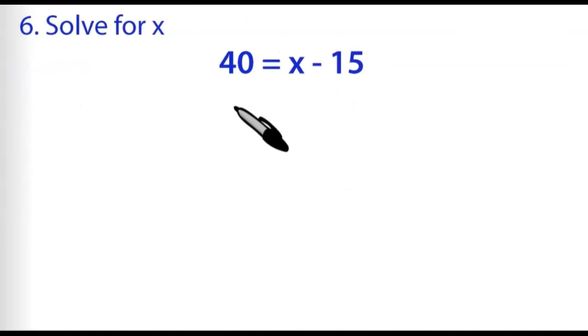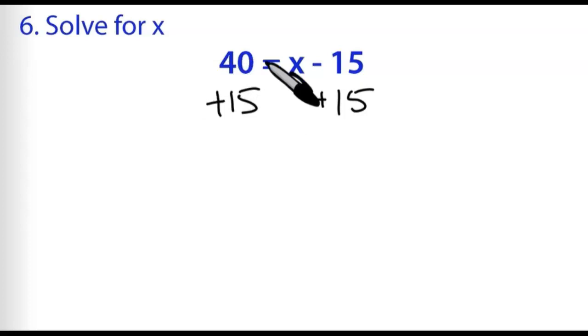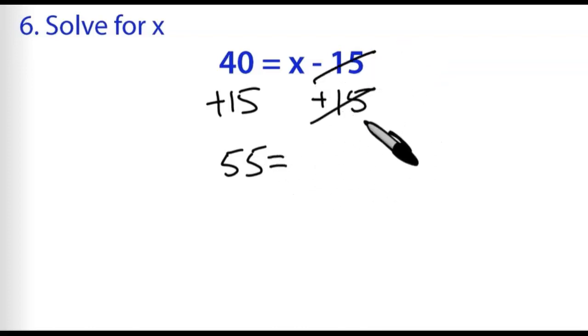For problem 6, we have 40 equals x minus 15. So to get x all by itself, we need to get rid of that minus 15, and we undo subtraction with addition. So we add 15, and we do that to both sides. On the first side, we have 40 plus 15 equals 55. And on this side, the minus 15 and the plus 15 cancel out, leaving just x. And so we have 55 equals x, or x equals 55.